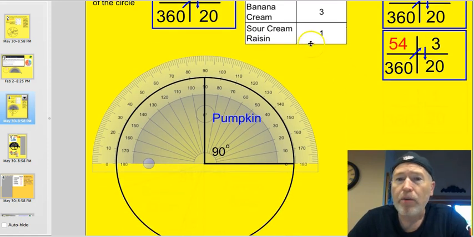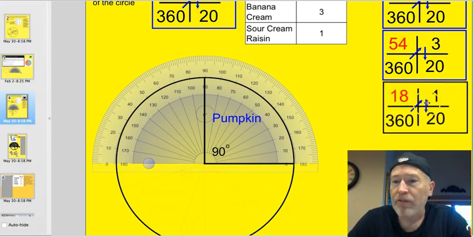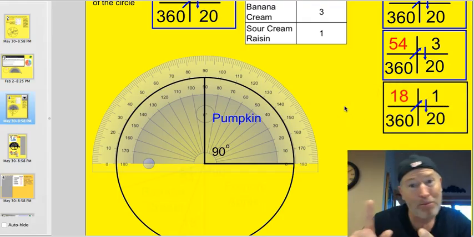And sour cream raisin, that's the one I ordered for my dad. I love that one, so did he. 1 out of 20, 360 times 1 divided by 20 is 18 degrees. So we've got a real small slice down there. But I'm sure you can get it, slice pie.